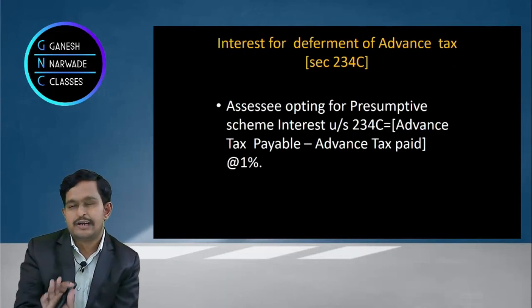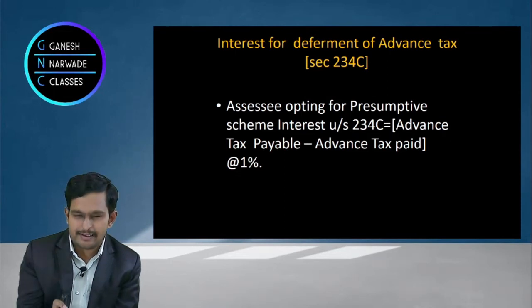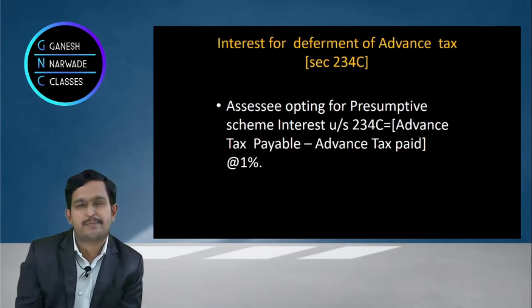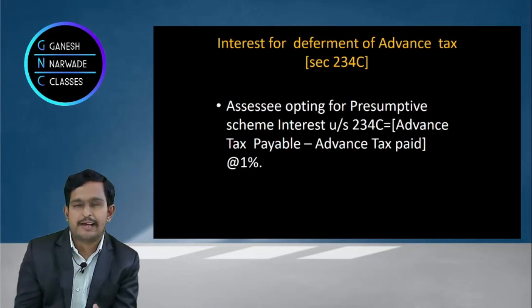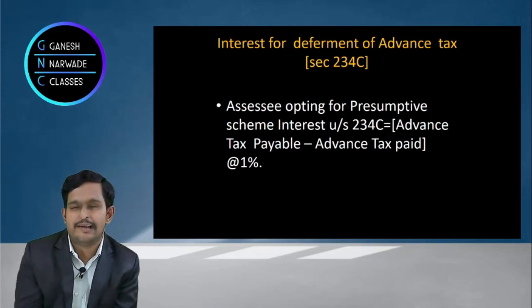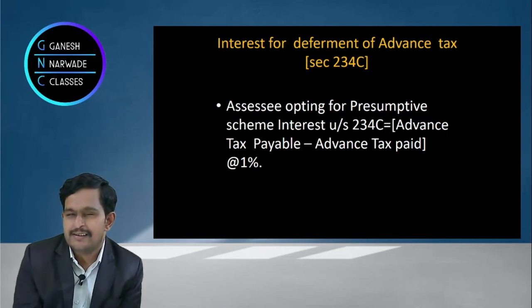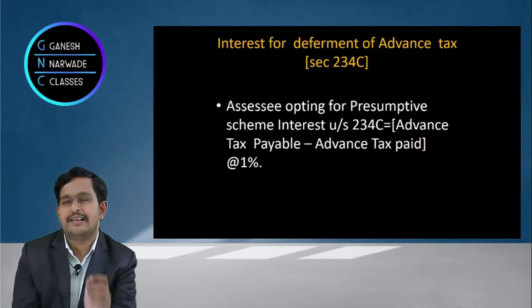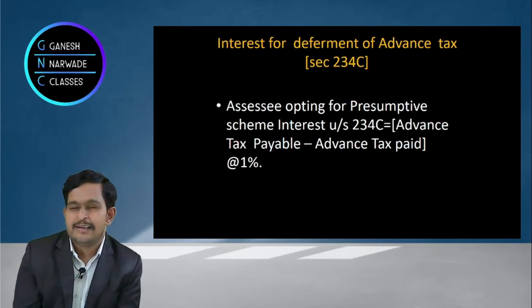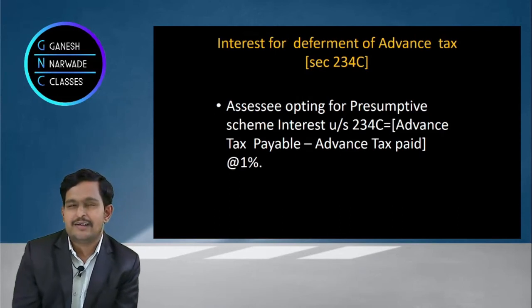Now 234C. Actually, under 234C, we are going to understand one clear thing. If you are covered under presumptive taxation, that is 44AD, 44ADA, then you remember only one installment. Yes, 100% of the advance tax should be paid till 15th March. If you default in that, then what will happen?